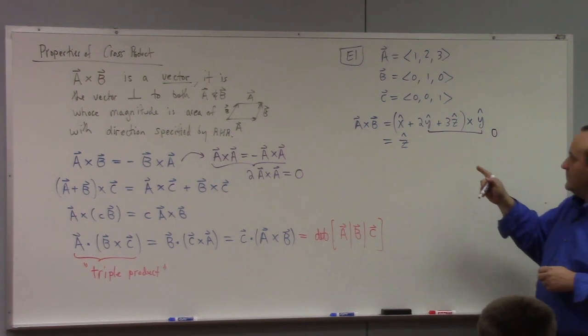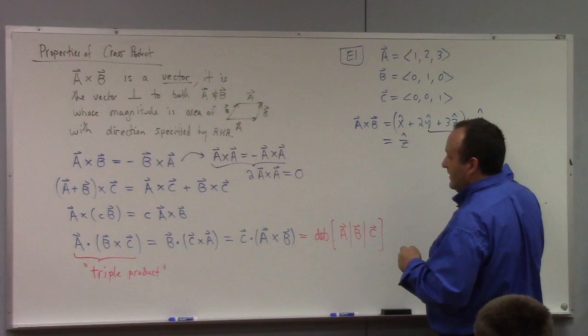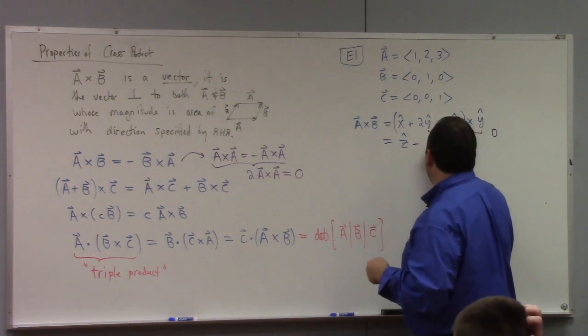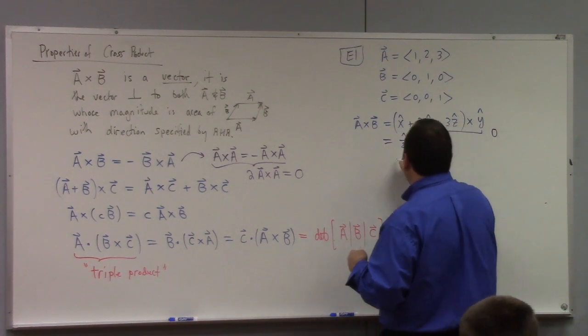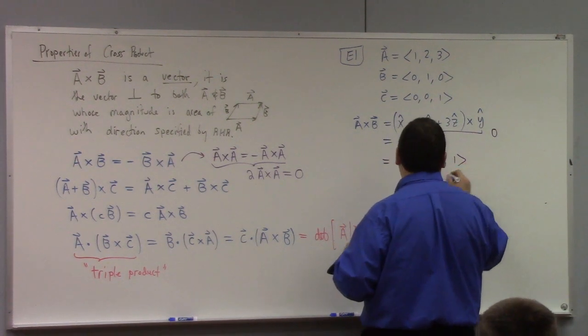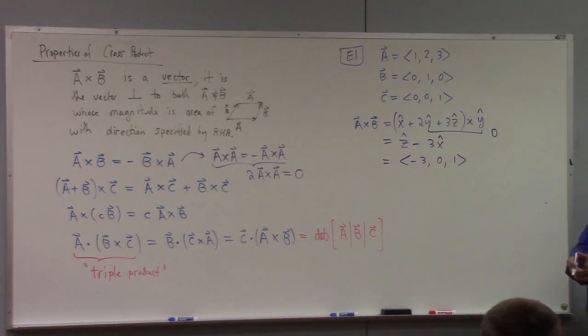And what's z hat cross y hat? Negative x, so I get minus 3x hat. Lo and behold, we've got the vector minus 3, 0, 1. That's the cross product of A and B here.